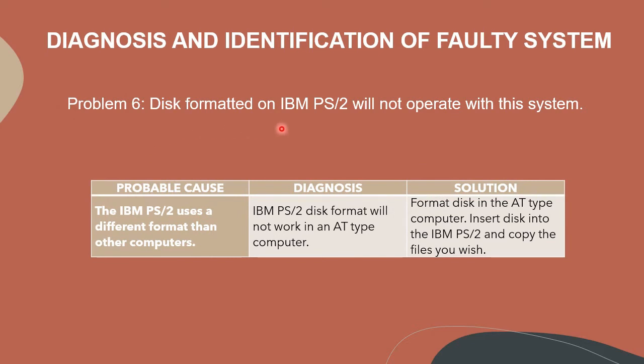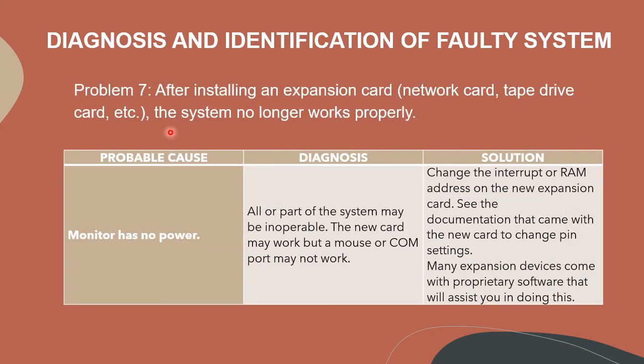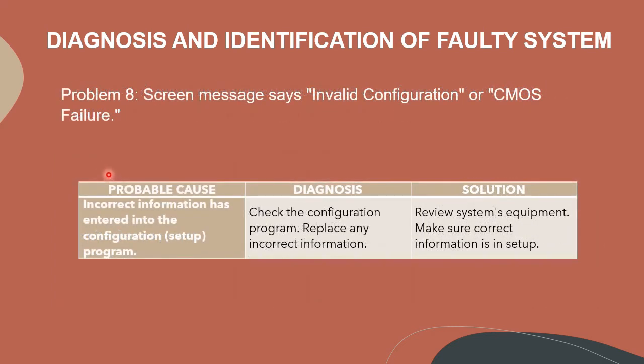6. Disk formatted on IBM or PS2 will not operate with the system. So you try to reformat your disk. 7. After installing an expansion card, the system no longer works properly. So the solution could be... and problem 8. Screen message says invalid configuration or CMOS failure. So you must check the configuration program.